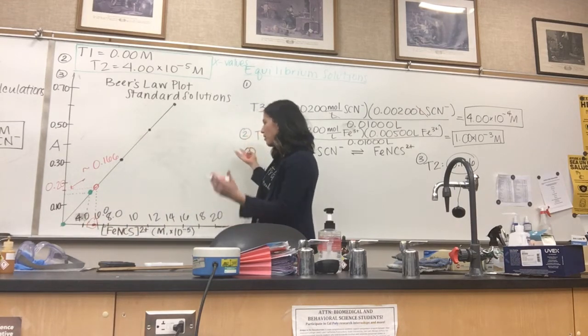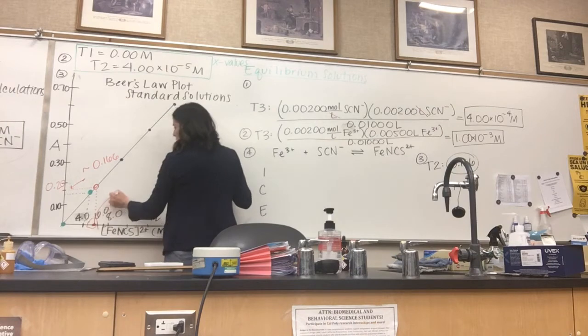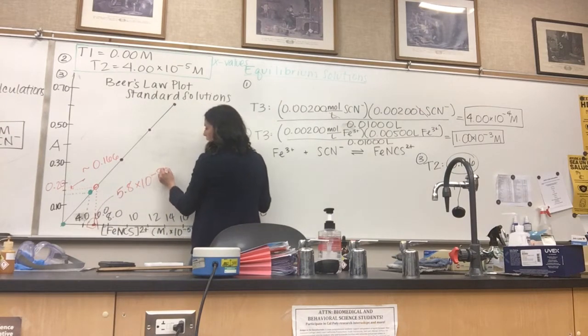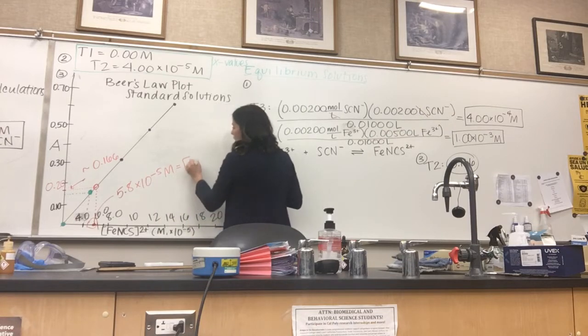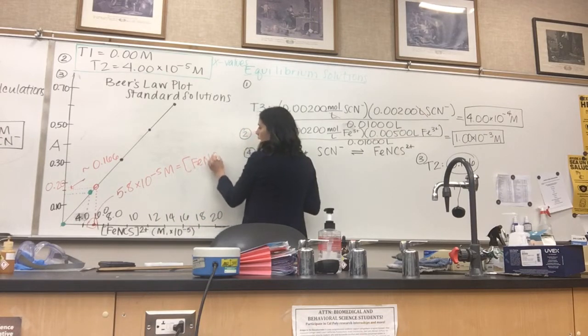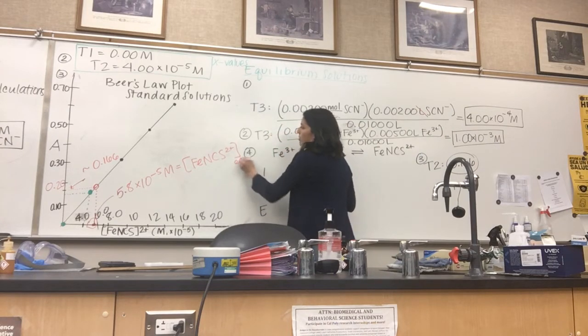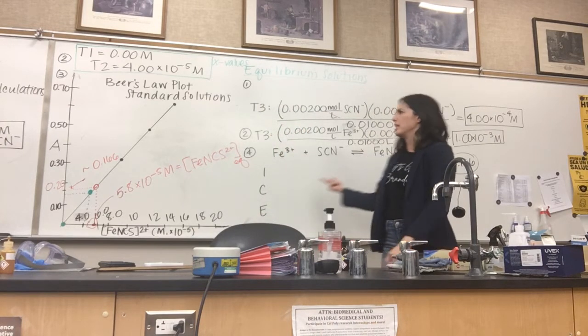So it looks for me, I might say something like 5.8 times 10 to the negative 5. That's my concentration of iron thiocyanate at equilibrium. For trial, what did I say? Trial 2.